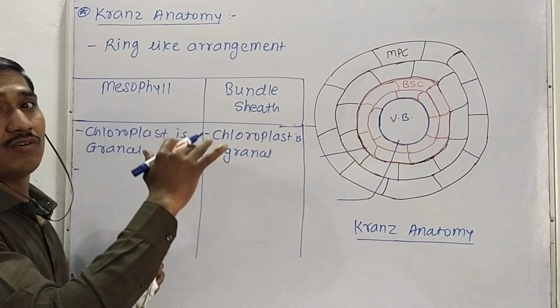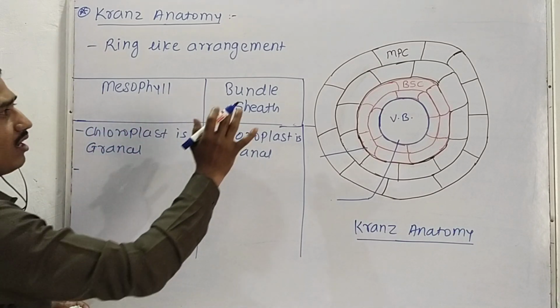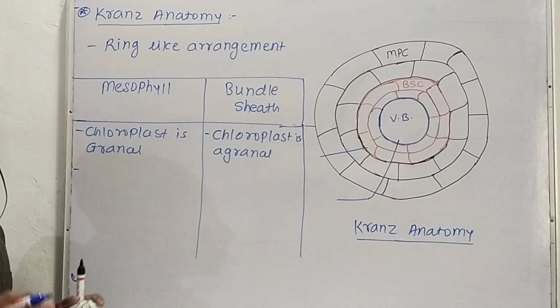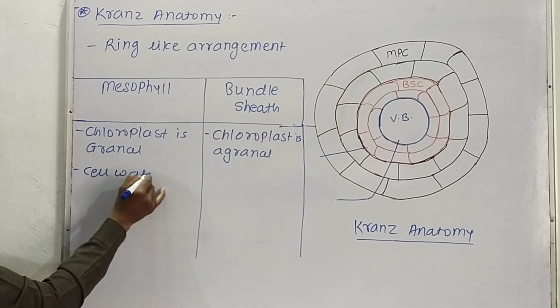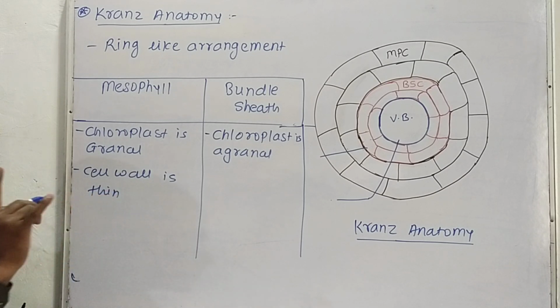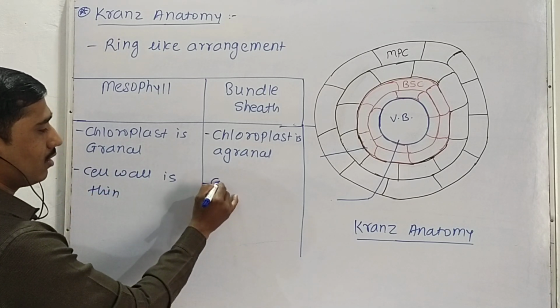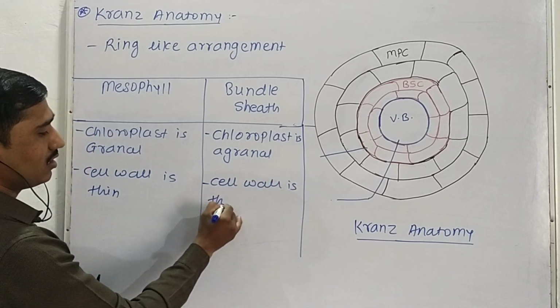Firstly, we will discuss the differences. So the chloroplast in the mesophyll cell is granal and the chloroplast in the bundle sheath cell is agranal. The next difference is about the cell wall. The cell wall of the mesophyll cell is thin, while the cell wall of the bundle sheath cell is thick.